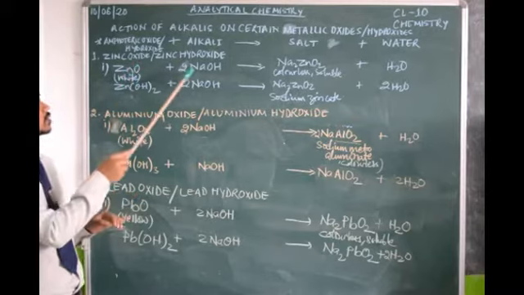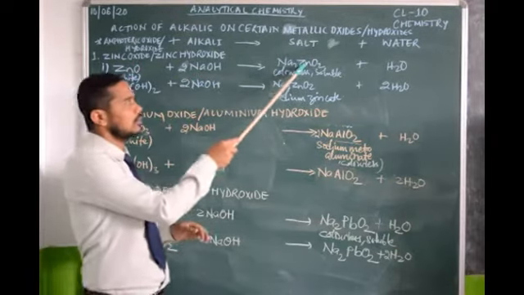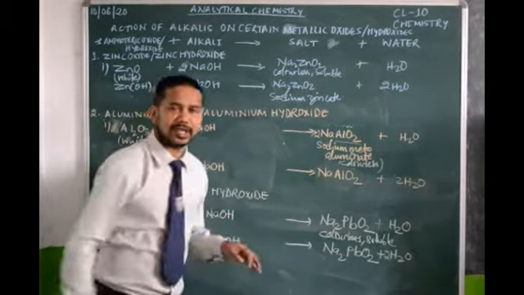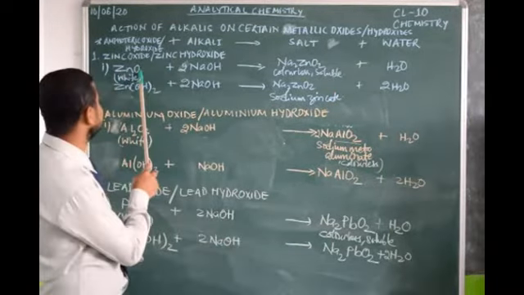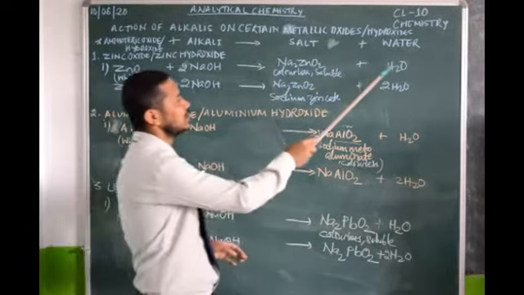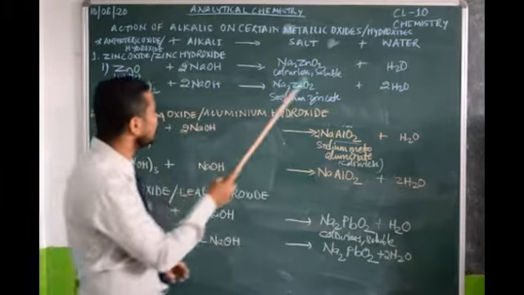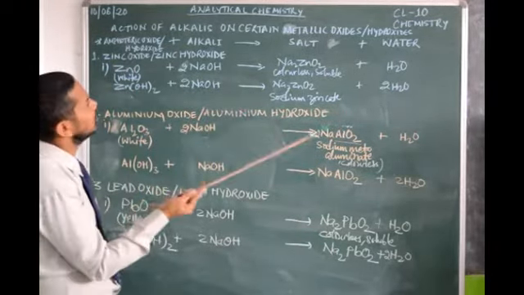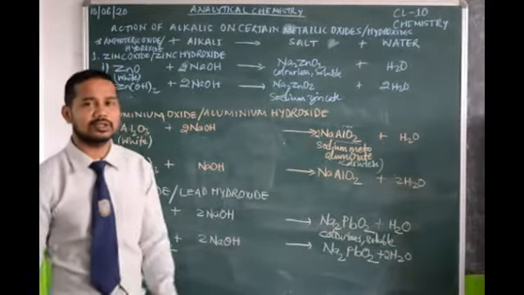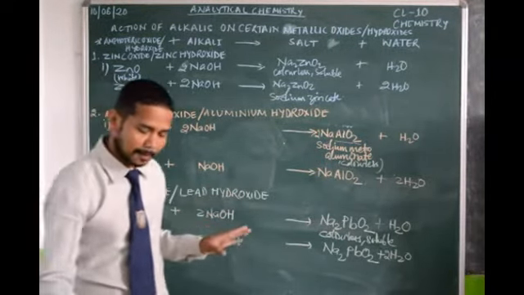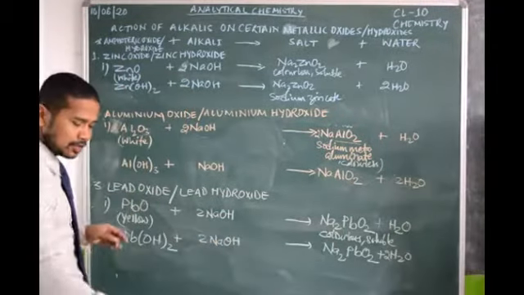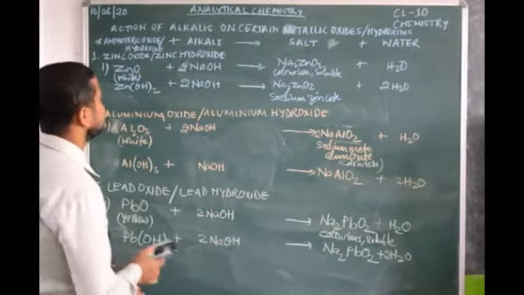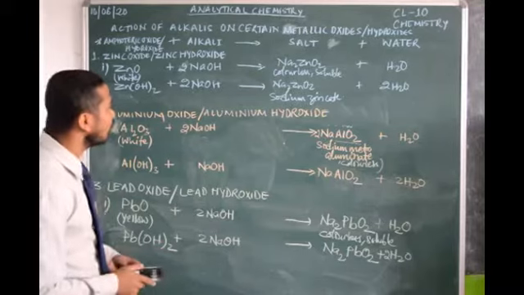When zinc reacts with sodium hydroxide, we will get sodium zincate plus hydrogen gas. When we react with zinc oxide, we will get 1 molecule of water. When we react with hydroxide, we will get 2 molecules of water. That is the difference. Now in your syllabus, you have to do this with potassium hydroxide also.